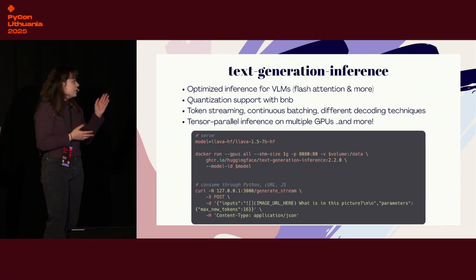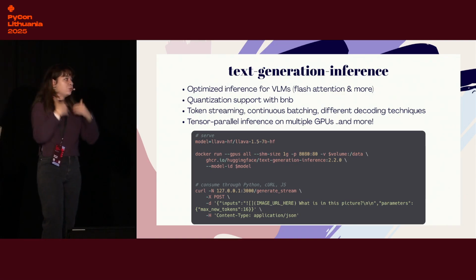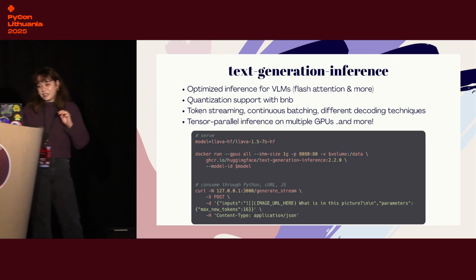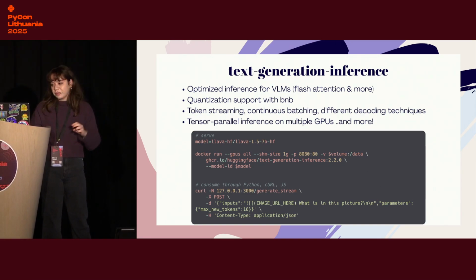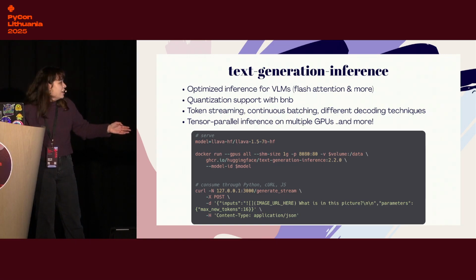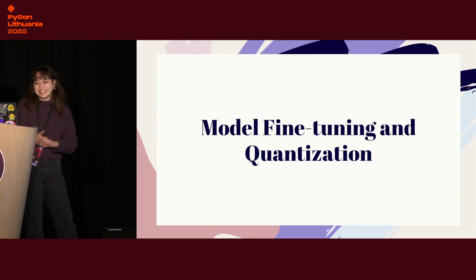It also has support for continuous batching, so you can have increased throughput. It has support for different decoding techniques. It can do token streaming and has different quantization supports. And this is how you get started with it. It's very easy to get started running a model locally, but you can go to the documentation if you're interested.